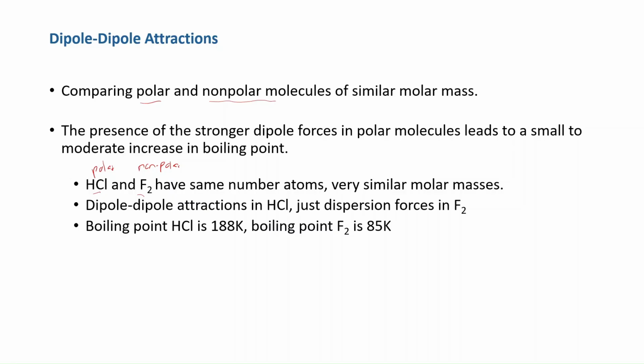But that's the main difference between them. They have the same number of atoms, they have very similar molar masses. The difference is hydrogen chloride is going to have dipole-dipole attractions and dispersion. Fluorine is only going to have dispersion forces. So you'd expect the boiling point to be higher for hydrogen chloride: 188 Kelvin, versus fluorine gas, 85 K. So being a polar molecule increases the boiling point, indicating higher intermolecular forces.